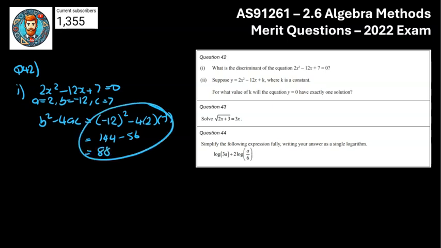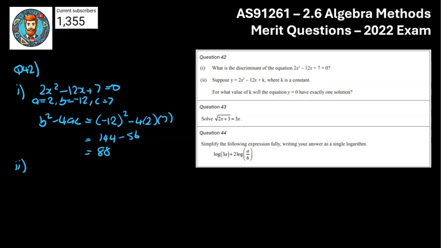So obviously in the exam, make sure you're doing this in the calculator. Don't make any silly math errors. You'll lose easy marks. So we're now on to II. And this part of the question has a slightly different expression. They've taken away the 7. They put in k, which is a constant. And they've asked, when will this have exactly one solution?